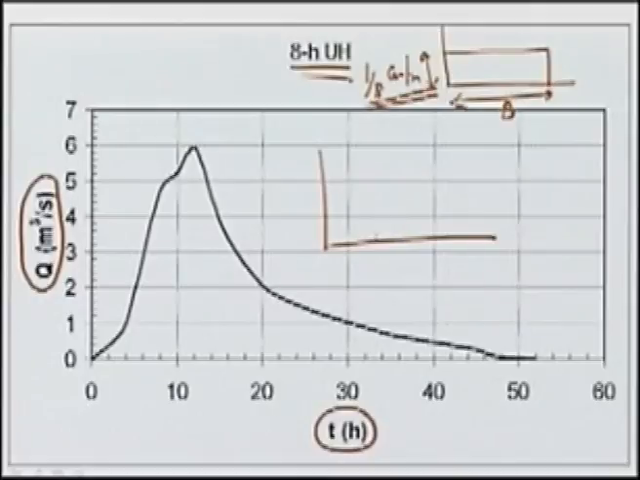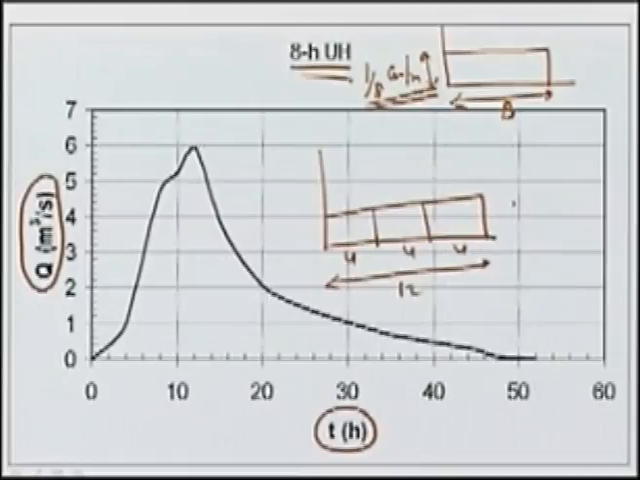So, getting an 8-hour unit hydrograph, or let us say a 12-hour unit hydrograph, if you want 12 hours, then it is the same procedure. Because the 12-hour UH corresponds to a rainfall which is of duration 12 hours and intensity of 1/12 centimeter per hour, so that the total volume is 1 centimeter.